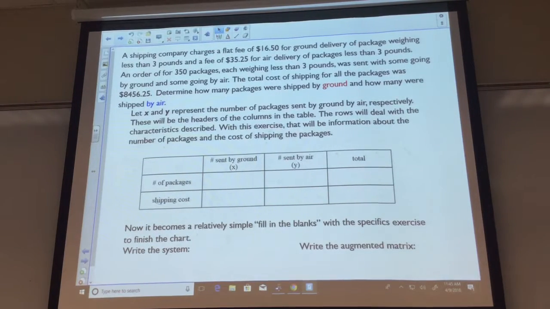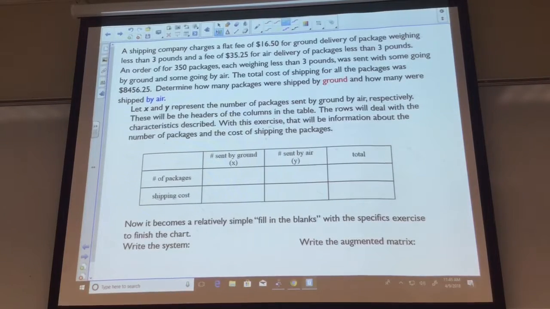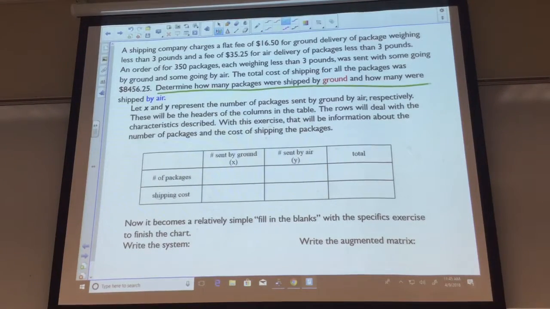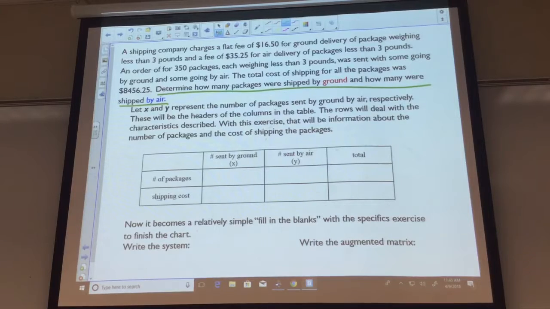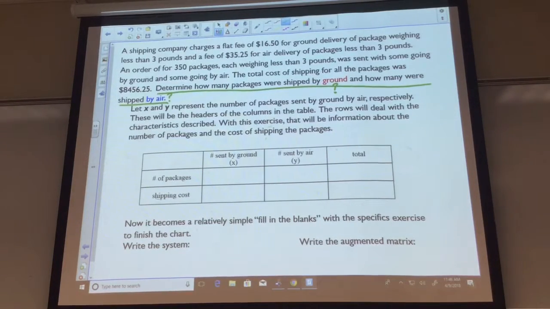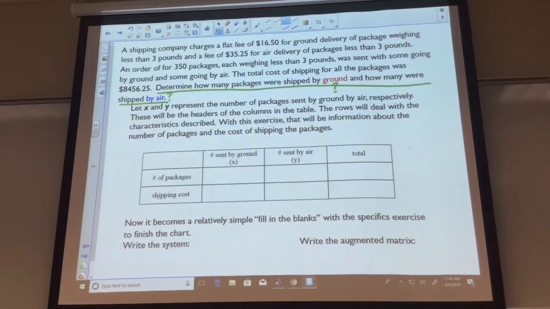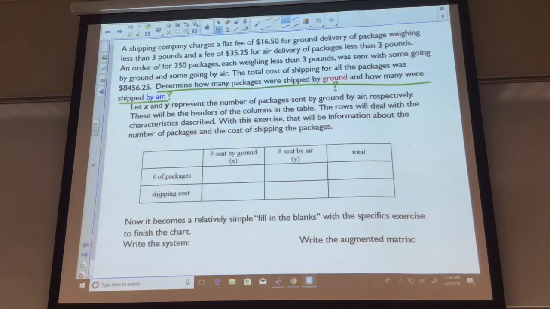So I read through all that garbage in there, and I come to the most important part of the problem that I need to find right here. Determine how many packages are shipped by ground and how many packages are shipped by air. These are my unknown quantities. How many things am I going to ship by ground and how many things am I going to ship by air. The unknown quantities automatically become the column headers in your chart approach to the problem.